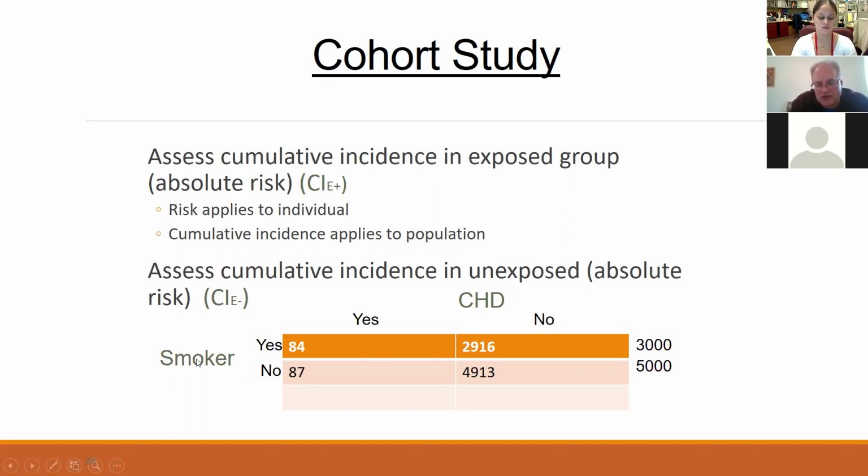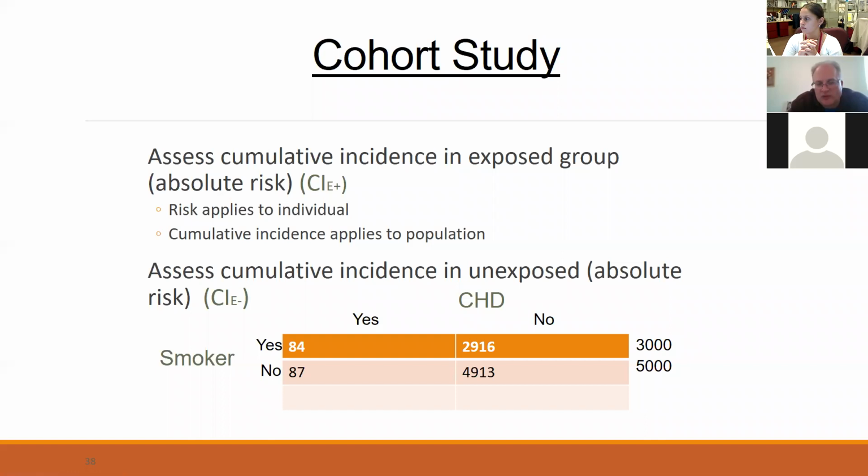Maybe you're looking at the relationship between smoking and heart disease. So you've done this big cohort study, and they've got 3,000 smokers in the study and 5,000 non-smokers in the study. And all we're really trying to do is figure out, among the smokers, what's the incidence of heart disease? So in this data, it's 84 out of 3,000. And then in the non-smokers, it's 87 out of 5,000. This is your classic 2x2 table, 2 rows, 2 columns that you might have with a cohort study, for example.